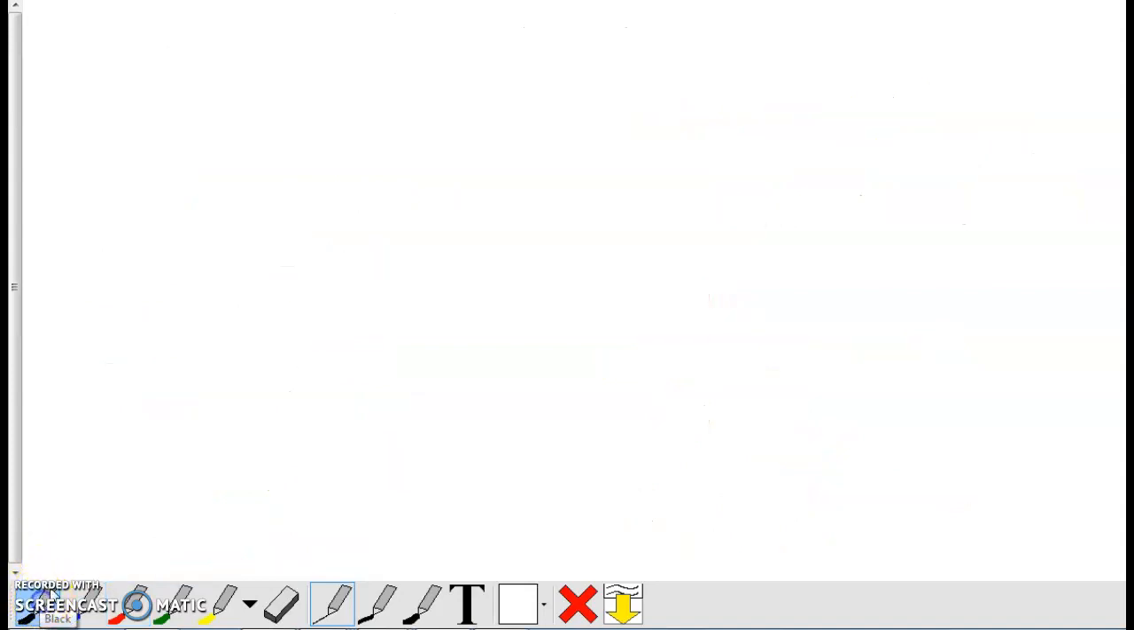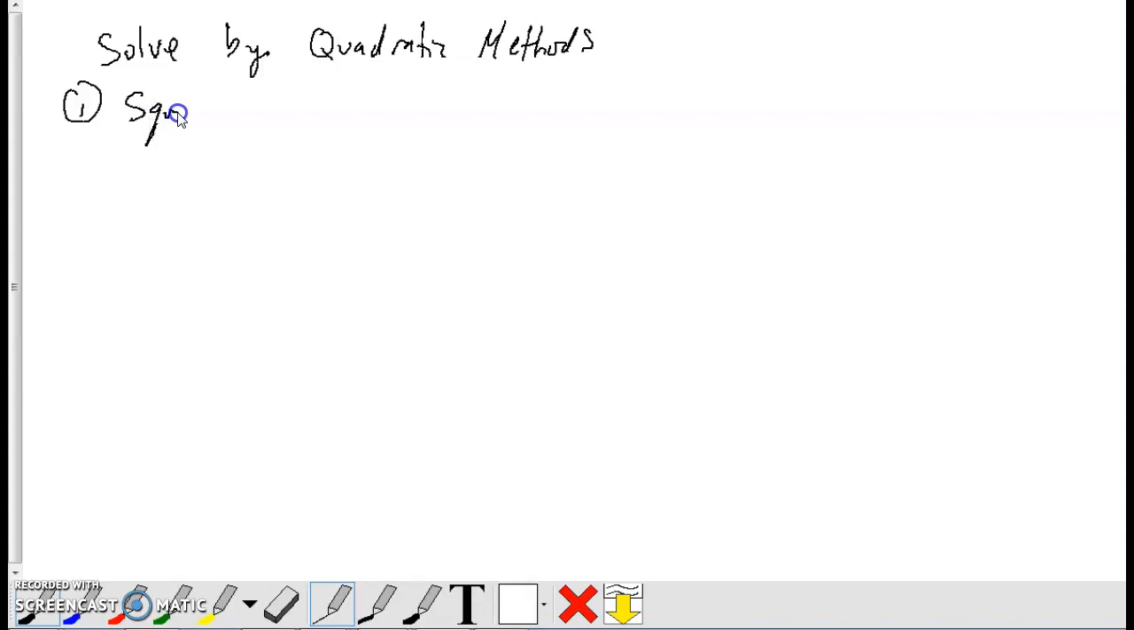All right. So our third method is going to be kind of similar to factoring, but what happens if we can't factor? So solve by quadratic methods. Okay, and again, we definitely want to check all of our solutions. So sometimes we do our square roots property.